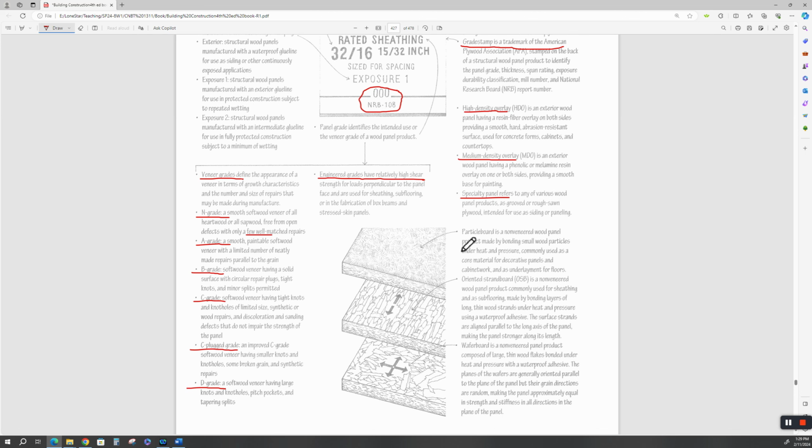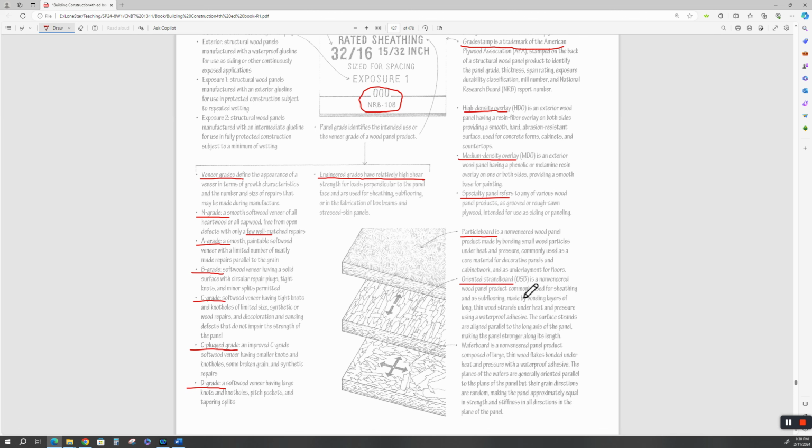So, particle board is a non-veneered wood panel product made of bonding small wood particles. They take the sawdust left over and mix it with resin and pressure treat a board. That's particle board. Used as a core material for decorative panels and cabinet work, as an underlayment for floors. It's crap. It gets wet, it blows apart, and its strength is not good at all.